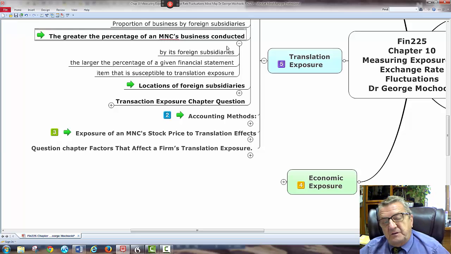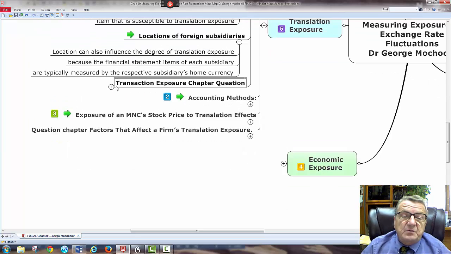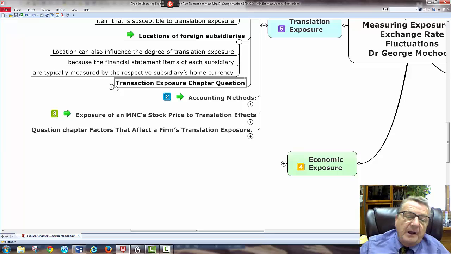Location of foreign subsidiaries. Okay, so how many locations? Location can also influence the degree of translational exposure because the financial statement items of each subsidiary are typically measured by the respective subsidiary's home currency. Remember, each subsidiary is looking at its own to make it good, but how does that part affect the total whole? That is what you're looking at, the value of the multinational. Is the money going in or going out?